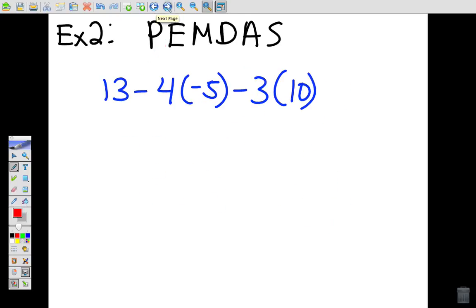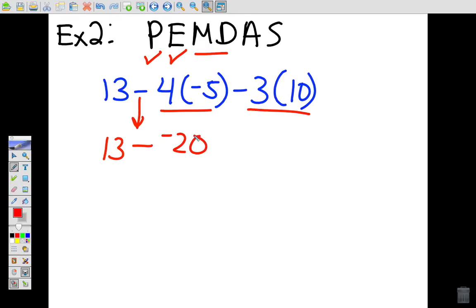All right, example 2, again, use PEMDAS. I'm just going to go right through the letters. Is there any parentheses where I have work to do in the parentheses? Answer is no. Do I have any exponents? No. Do I have any multiplication and division? Answer is yes. I have multiplication, I have multiplication. So I take 13 minus, notice where my minus sign comes from, 4 times a negative 5 is a negative 20, minus 3 times 10 is 30.